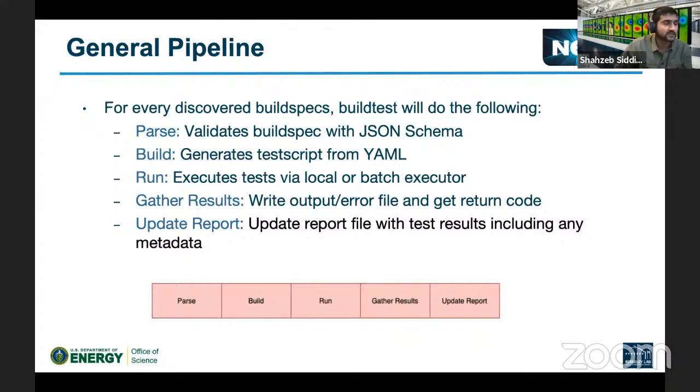Think of executors as basically a local executor, so it runs locally, or a batch executor, so it could be mapping to a queue in your scheduler. Once we run the test, we get the output, error file, and the return code. And finally, we update the report, which includes getting all the metadata and test result, and just storing it internally in basically a JSON record.